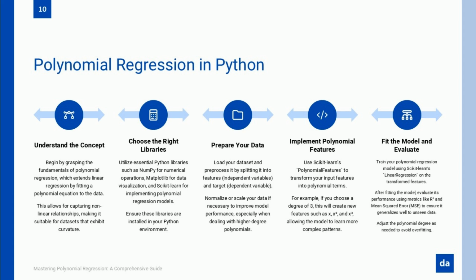This involves loading a dataset and splitting it into independent variables, features, and the dependent variable, target. In most cases, datasets contain multiple variables, but for polynomial regression, we typically focus on one or two key predictors that show a nonlinear relationship with the target.